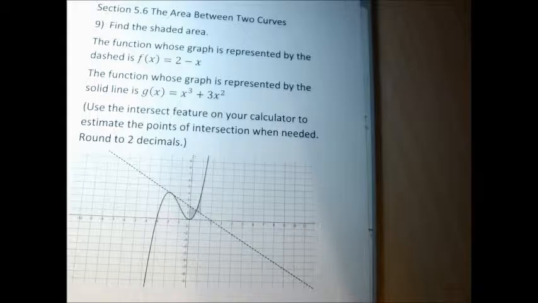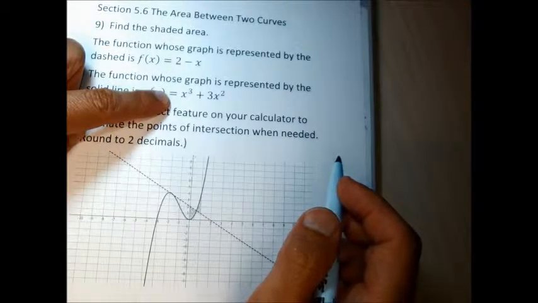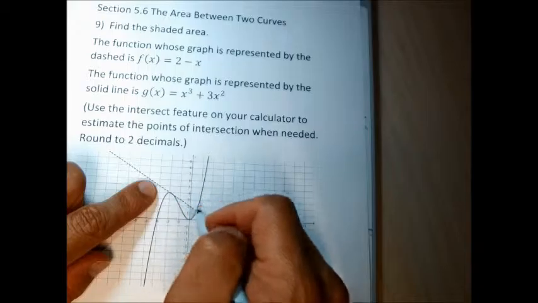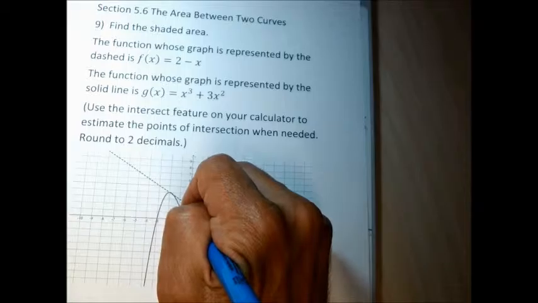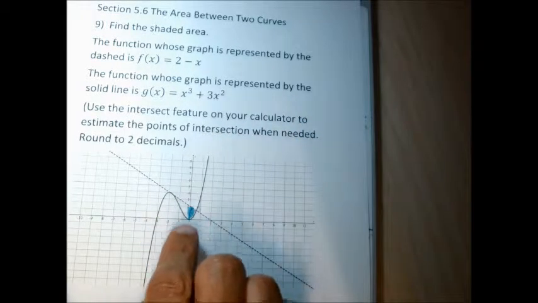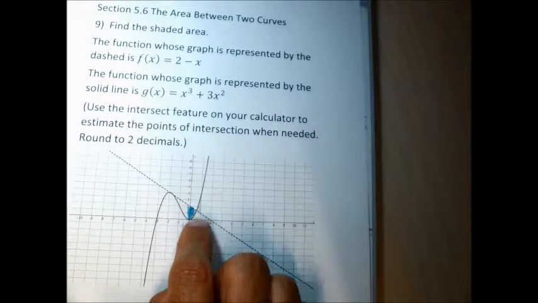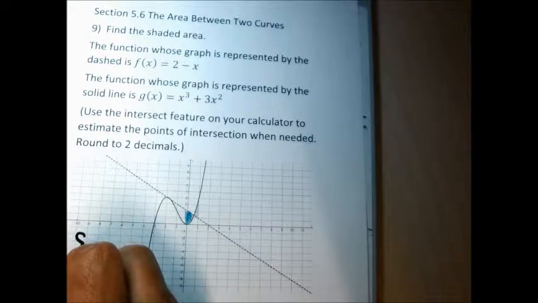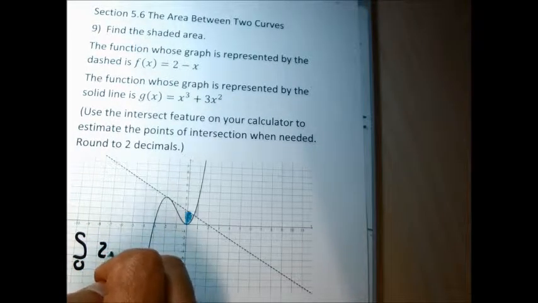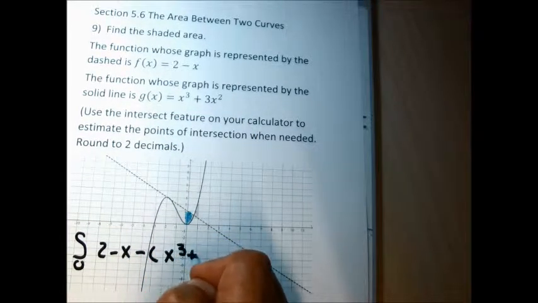So for number 9, the functions cross again. The dashed line is 2 minus x, the solid line is x cubed plus 3x squared, and so at first, let me do it in blue, the dashed line is on top. Between x equal to 0 and the x coordinate of where these two lines cross, the dashed line is on top, so I have to integrate the 2 minus x function minus the x cubed plus 3x squared function.